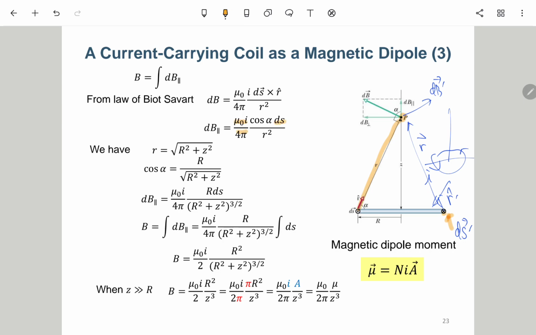Okay, all these are placed here, and then we should substitute the expression of cosine alpha and r into this part. So here we have capital R, and then this one, multiplied by the square of this one. So we still have this term to the 3 over 2 power, just as what we did before.